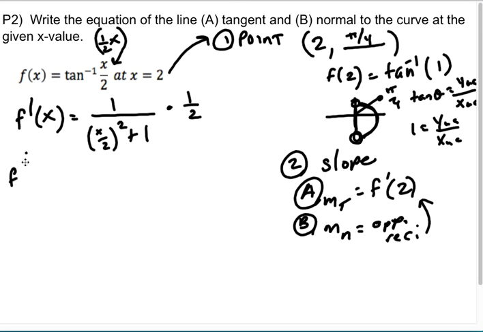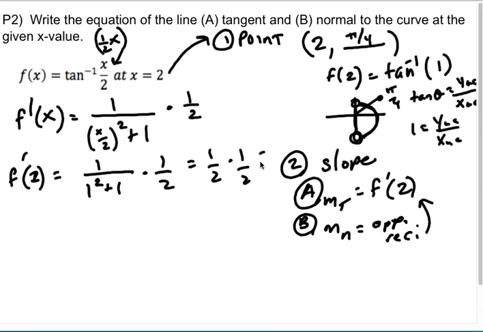Because I'm going to argue that it's maybe easier to find f prime of 2 by just plugging in now. That's going to be a 1 over a 1 squared plus 1 all times a 1/2. So that's a 1/2 times a 1/2, which is a 4th. And I think that was easier than trying to clean that up first.